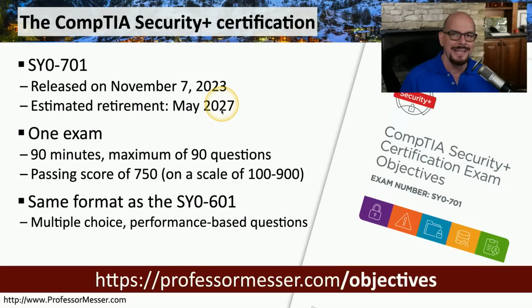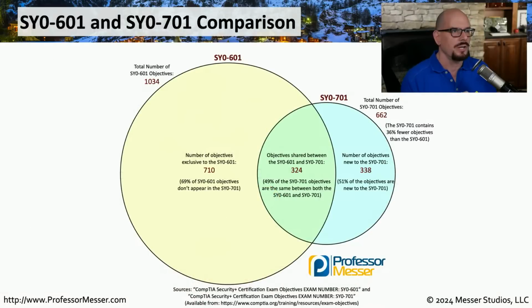The rest of the exam specifics here are exactly the same as the 601. Still one exam, still 90 minutes long, still a maximum of 90 questions. You still need to earn a 750 on a scale from 100 to 900. And the format is exactly the same as the 601, where we have primarily multiple choice-based questions, but at the beginning of the exam, you might get performance-based questions. So you've got a choice right now. You've got 2 different exams to choose from, but these are not apples and apples. These really are 2 very different exams in how they are structured. Let me step you through the differences in these 2.